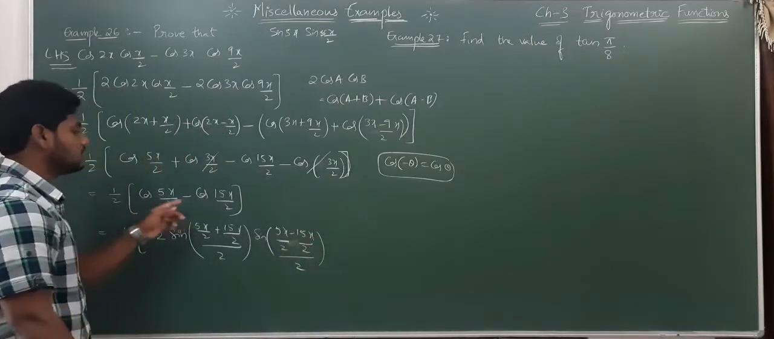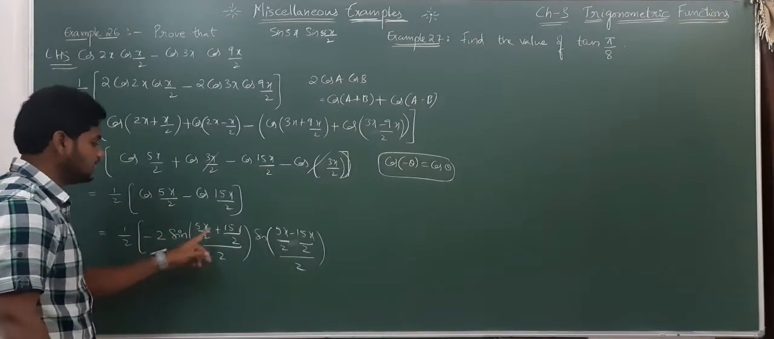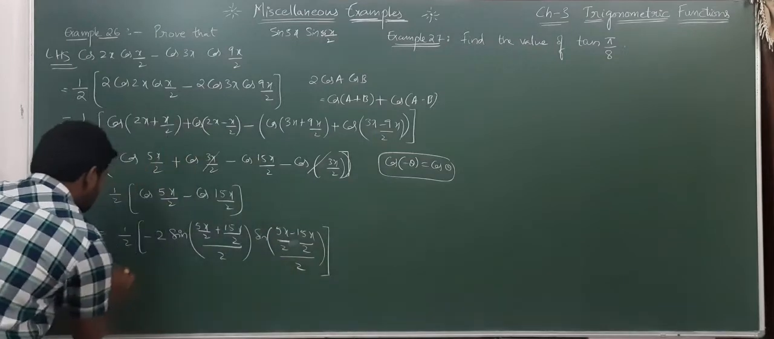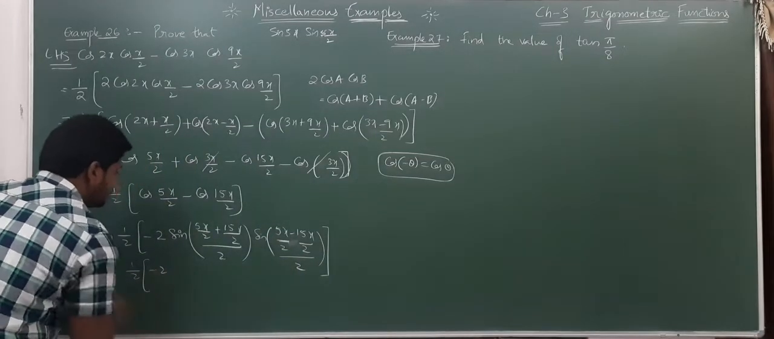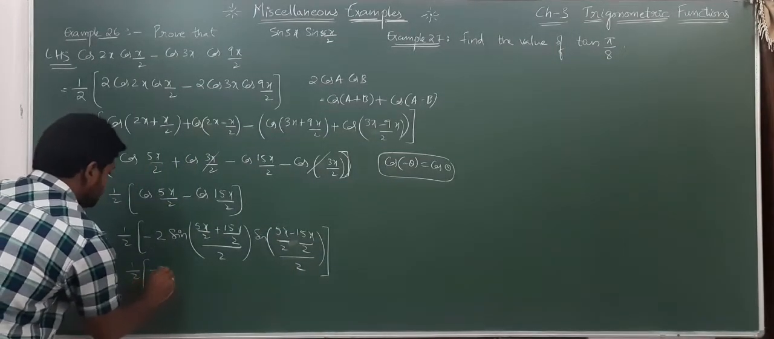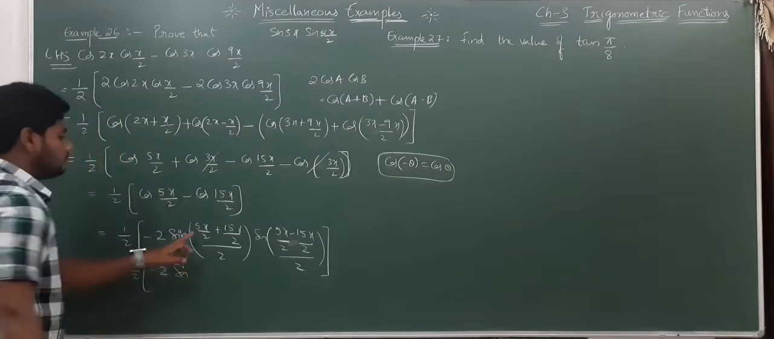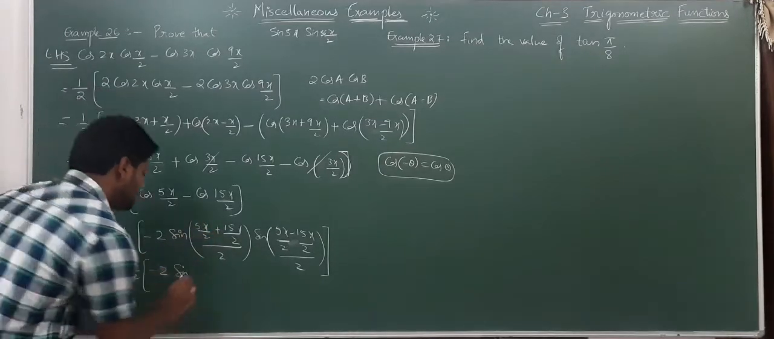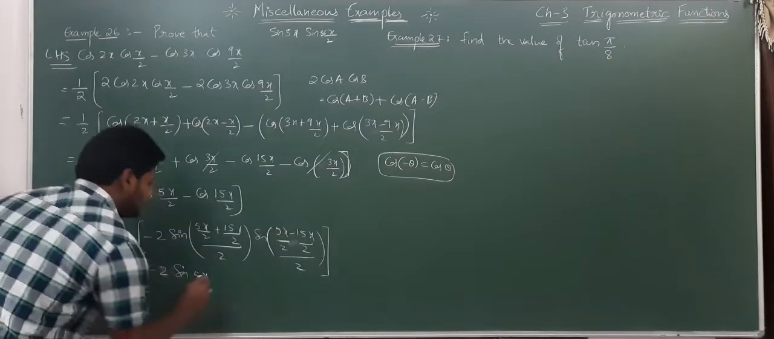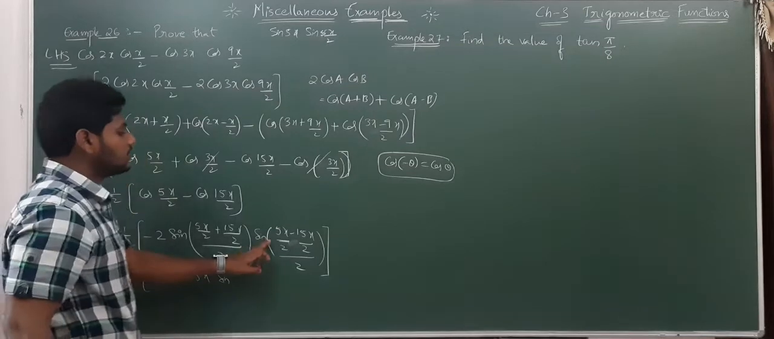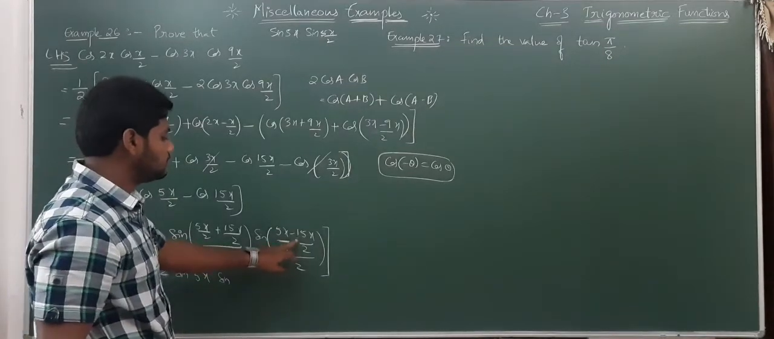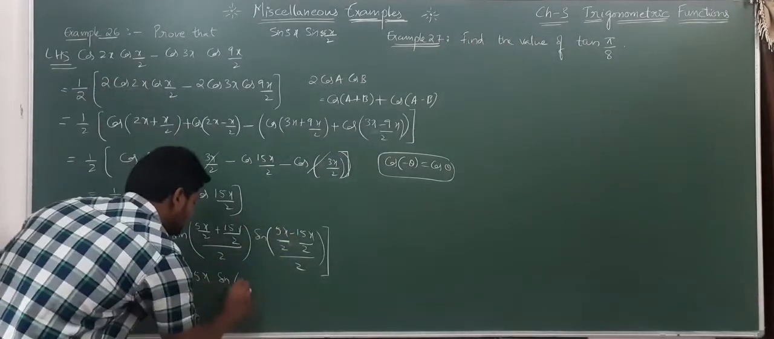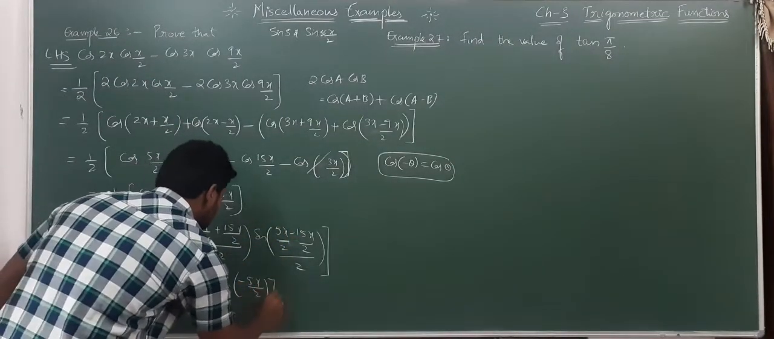So this cos a minus cos b formula is minus 2 sin a plus b by 2 sin a minus b by 2. So if we simplify further, it will become minus 2 into sin of 5x by 2 plus 15x by 2, 20x by 2, nothing but 10x by 2 is 5x, into sin 5x by 2 minus 15x by 2 is minus 10x by 2, is minus 5x by 2, sin of minus 5x by 2.